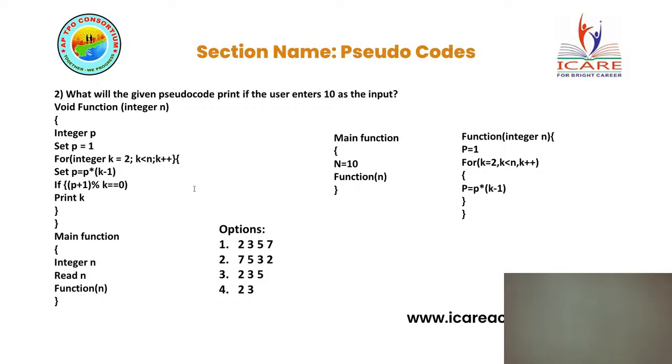After that there is an if condition: if p plus 1 modulo k double equal to 2. p value is 1, so p plus 1 is 2. 2 modulo k, where k is 2, so 2 modulo 2 double equal to 0. The condition is true. Whenever the if condition is true, the block will execute. Within the if block there is a print statement, print k, and we take that as the output.